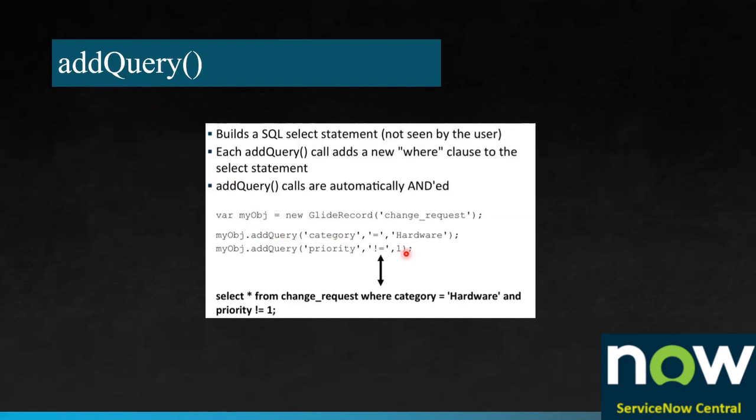So I want the list of all records present in the change request table where category is equal to hardware and priority is not equal to 1. I want the list of all those records. This gets translated into something like this: select asterisk from change request table where category is equal to hardware and priority not equal to 1. This is the corresponding SQL statement of whatever you have written in the program.